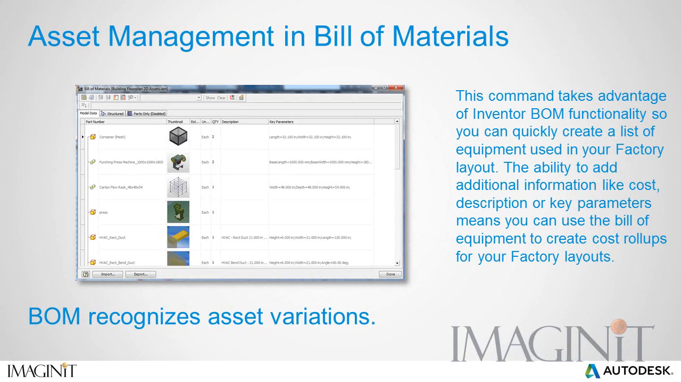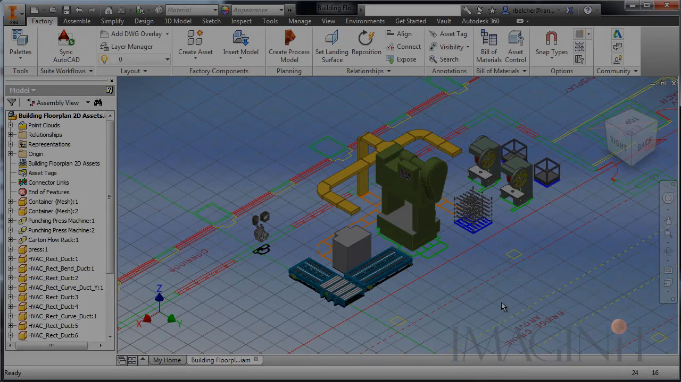In previous releases of the application, you could use Inventor's bill of material, but it didn't inherently recognize the difference in asset variations. Well, now it does. This command takes advantage of the Inventor bill of material functionality, so you can quickly create a list of equipment used in your factory layout. The ability to add additional information like cost, description, or even key parameters means you can use the bill of equipment to create cost roll-ups for your factory layouts.